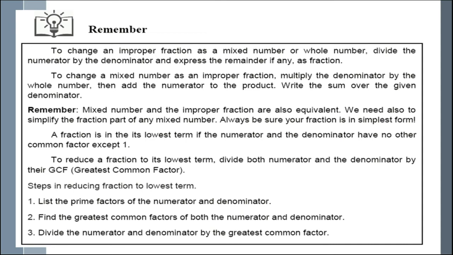A fraction is in the lowest term if the numerator and the denominator have no other common factor except 1. To reduce a fraction to its lowest term, divide both numerator and the denominator by their GCF or greatest common factor. Steps in reducing fraction to lowest term. 1. List the prime factors of the numerator and denominator. 2. Find the greatest common factor of both the numerator and denominator. 3. Divide the numerator and denominator by the greatest common factor.